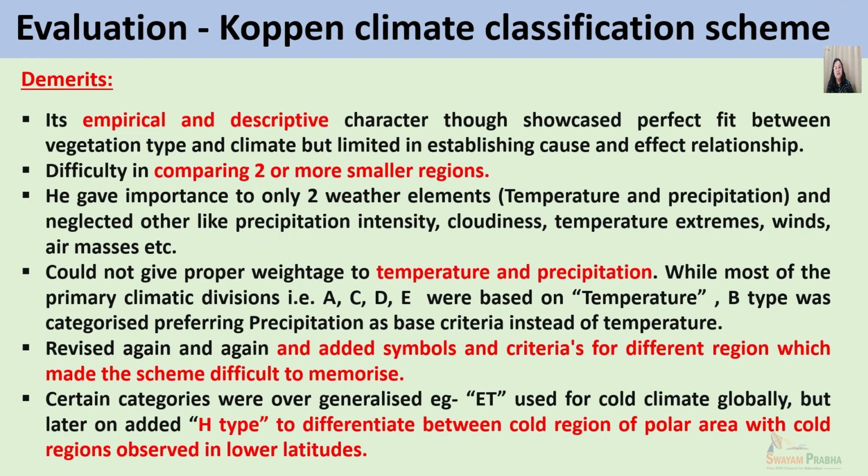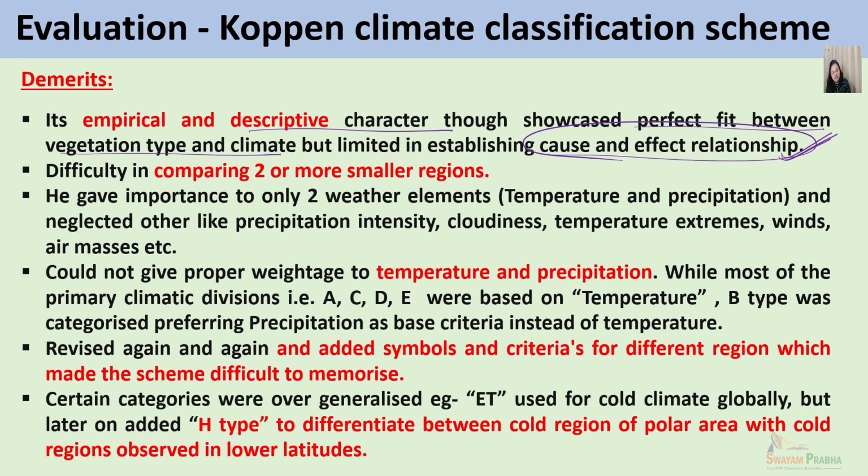Now, there were certain demerits of Koppen's classification also, which he subsequently kept on revising and improving until his death in the 1940s. So it was empirical and descriptive in nature and showcased a perfect fit between vegetative types and climate, but limited in establishing the cause and effect relationship. So it was not able to establish the cause and effect relationship between the various elements, various factors which were leading for that particular climate to occur in that particular region.